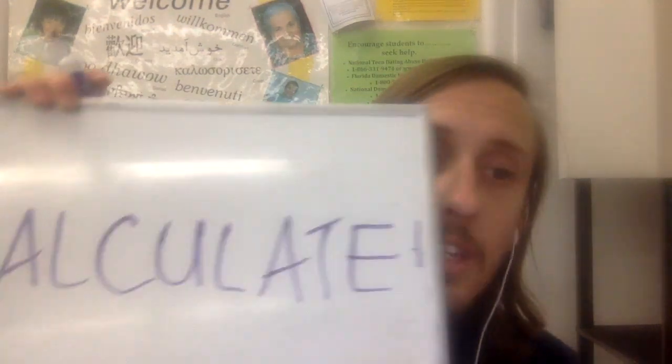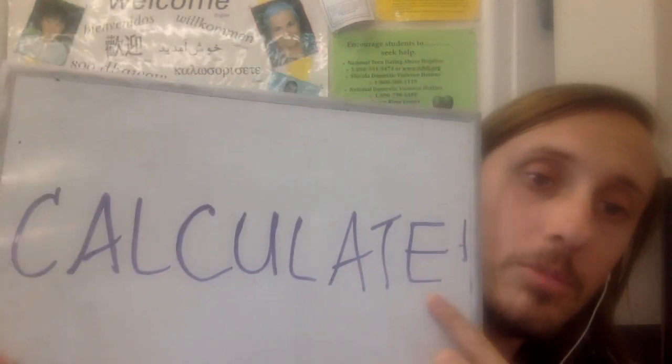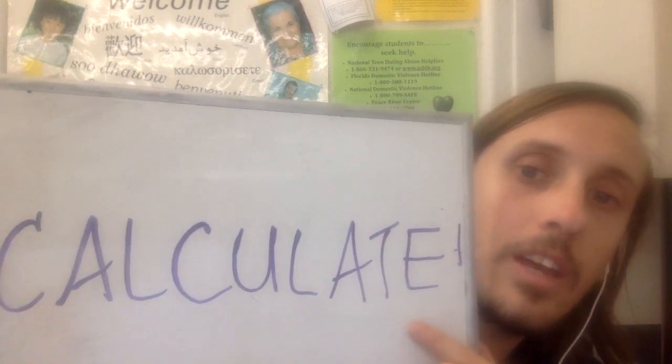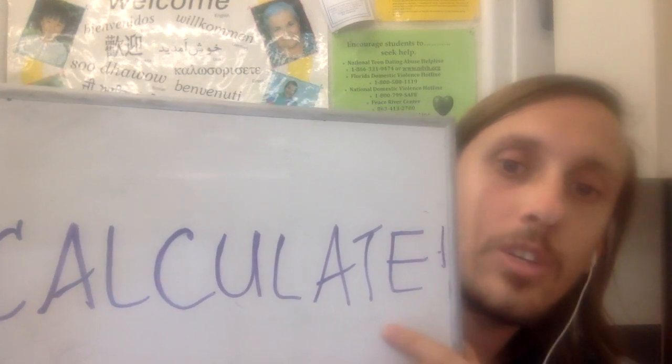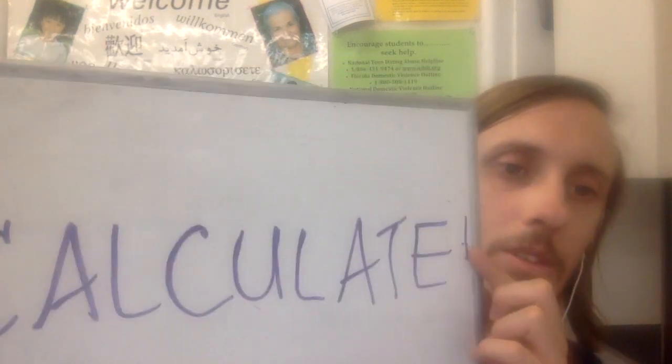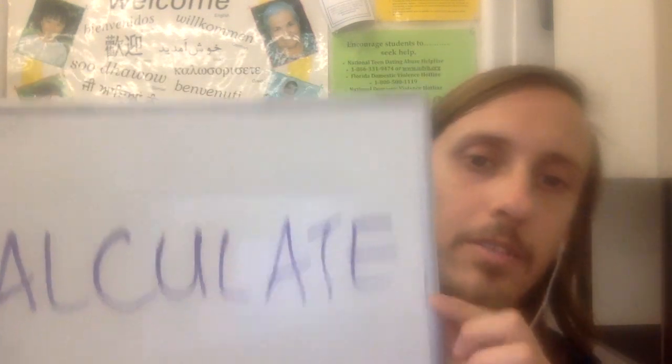Calculate. C A L C U L A T E. Calculate. And many words in English that are verbs, this is actually a verb, have this ending, ate. Calculate, communicate, create. There are a lot of verbs that have that ending. So calculate. It is a verb.